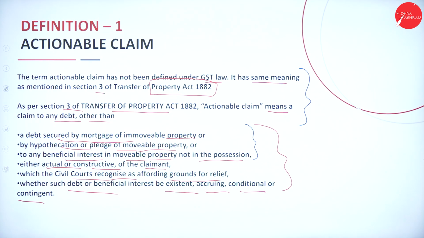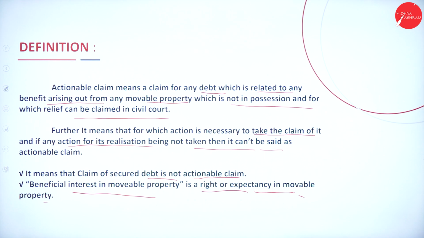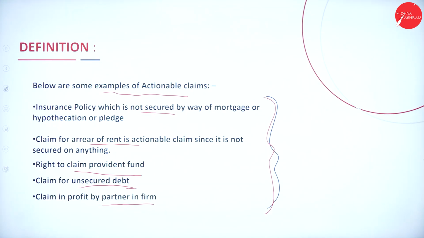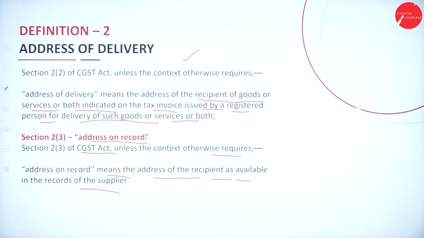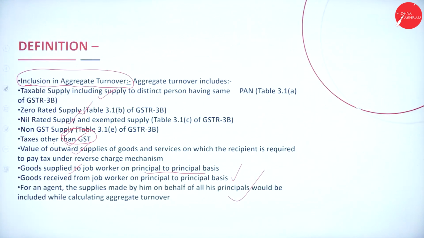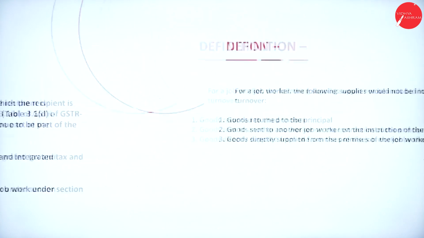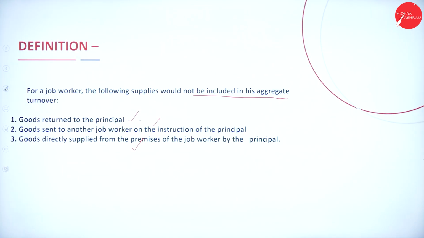So, this is your definition number 1, aggregate turnover. It is your actionable claim actually. So, these are the continuation of actionable claim. Your actionable claim, which are the examples. And these are your address of delivery, definition number 2. This is your definition number 3, aggregate turnover. The definition part, which are included in the aggregate turnover, which are excluded from aggregate turnover. It is all about your job work.